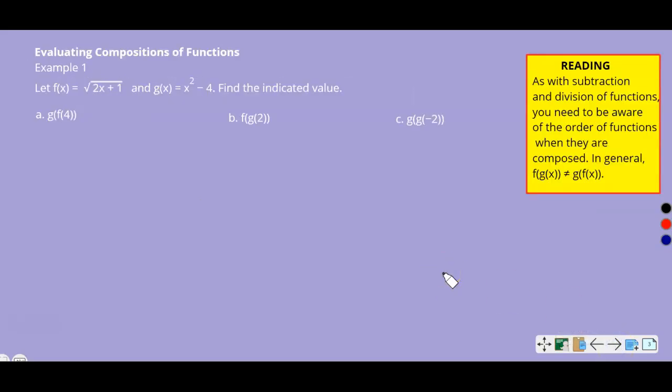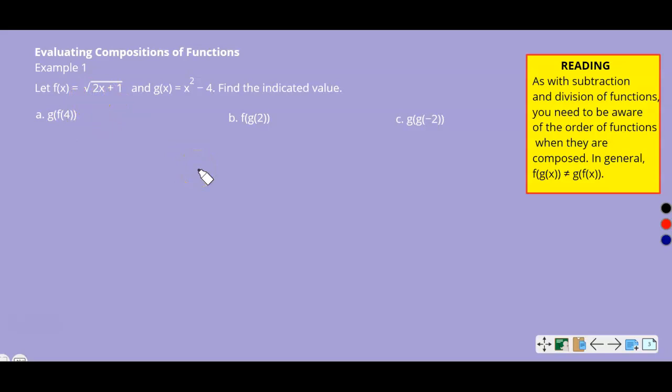Example 1, evaluating compositions of functions. Let f of x equal the square root of 2x plus 1 and g of x equal x squared minus 4. Find the indicated value. So I'm looking for g of f of 4 for the first one. The first thing I'm going to do is find f of 4. You can see f is the inside function, so I'm going to apply this to f first.